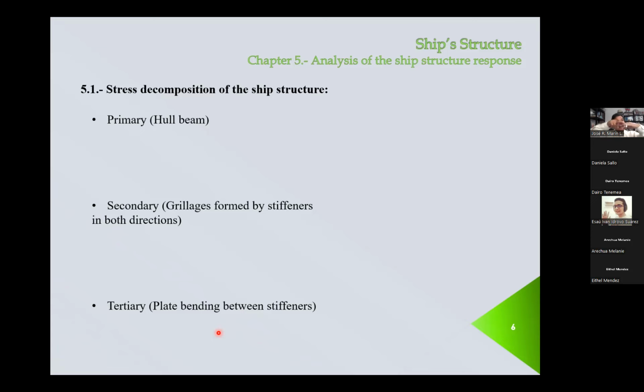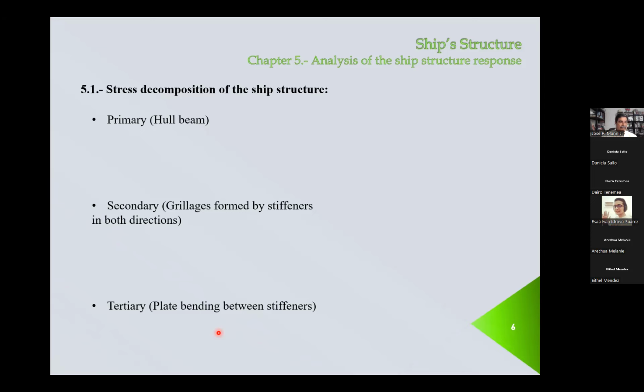So on the top, for example, you have positive. On the bottom, you have negative stress. And that's a linear variation between them. That's the result of the kinematic hypothesis.